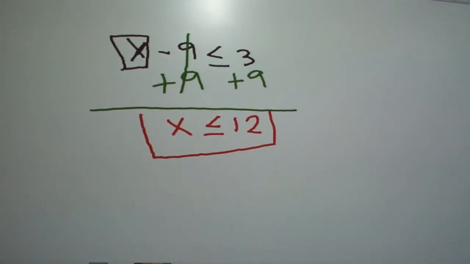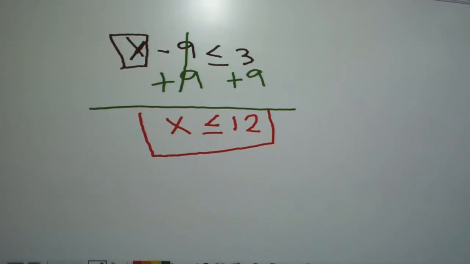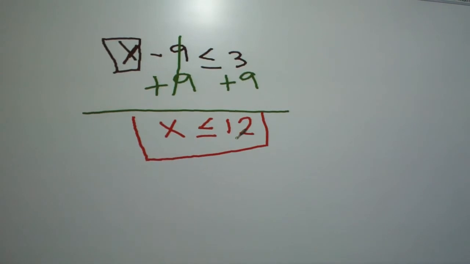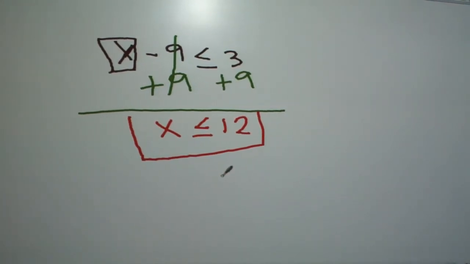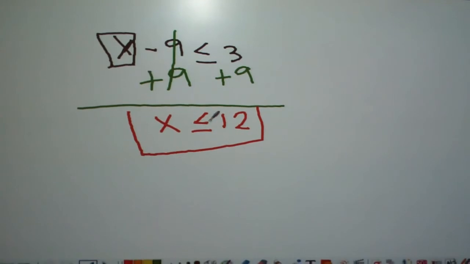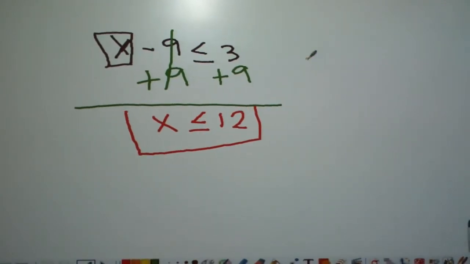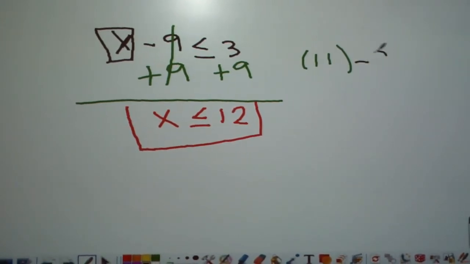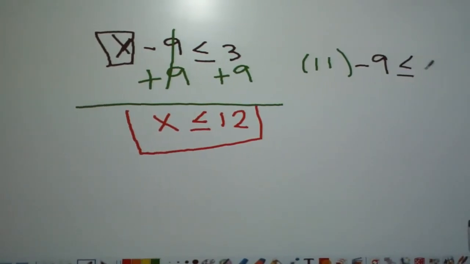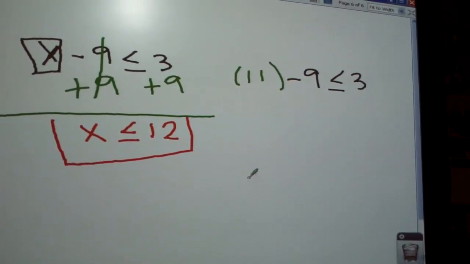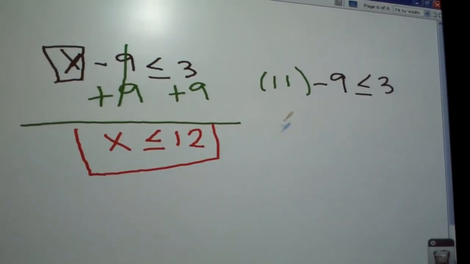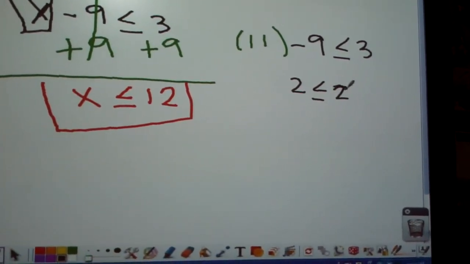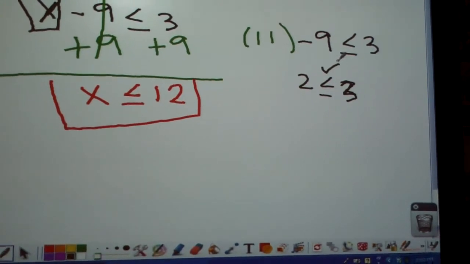We can check the solution the same way we did with the last one. Since our answer is less than or equal to 12, we need to pick any number that's less than 12. You can choose 11.9, 11.8. I'm going to choose an easy one. I'll pick 11. So we substitute in 11 for x, and we copy down the rest of the problem. So 11 minus 9. We make sure that that is less than or equal to 3. When we do that, 11 minus 9 gives us 2. Is 2 less than 3? Yes, it is. So our answer is correct.